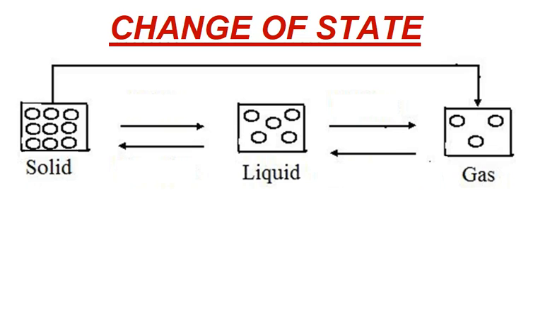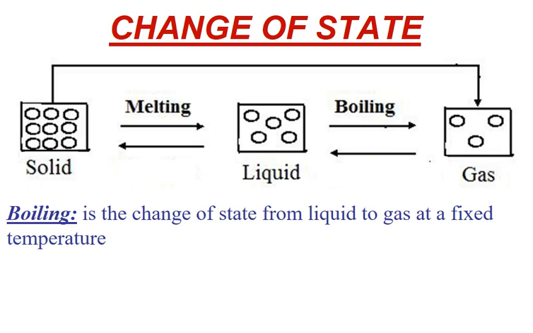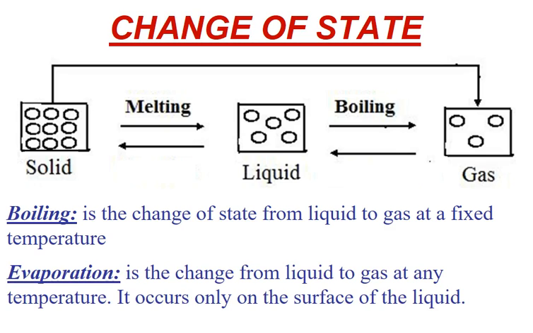Once we have heated the solid and it becomes a liquid, we can continue heating it until it becomes a gas. When we heat a liquid and it changes into a gas, that is called boiling. Boiling is the change of state from liquid to gas, and this happens at a fixed temperature. We can also say that it is evaporation, but evaporation is the change from liquid to gas also, but at any temperature. Evaporation happens at any temperature, and it occurs only on the surface of the liquid.